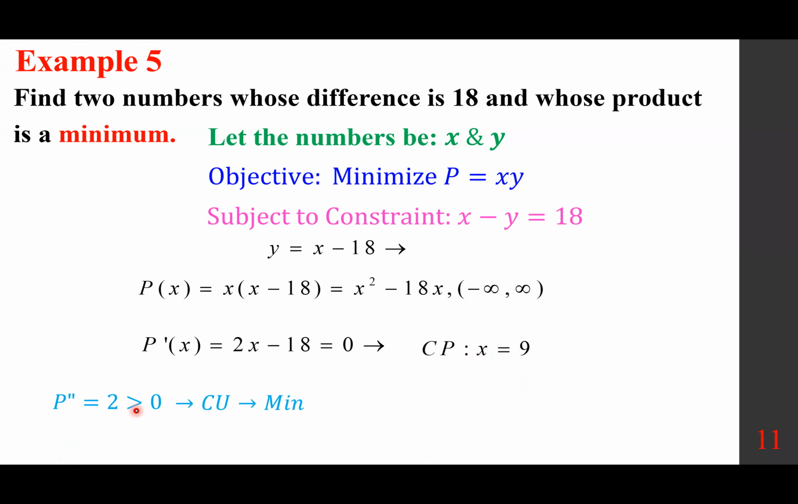So minimum occurs when one of them is 9. So go to this formula, replace the x with 9. 9 minus y is 18, and y becomes negative 9. So the bottom line is one is positive 9, one is negative 9. What is the minimum product? It is negative 81.